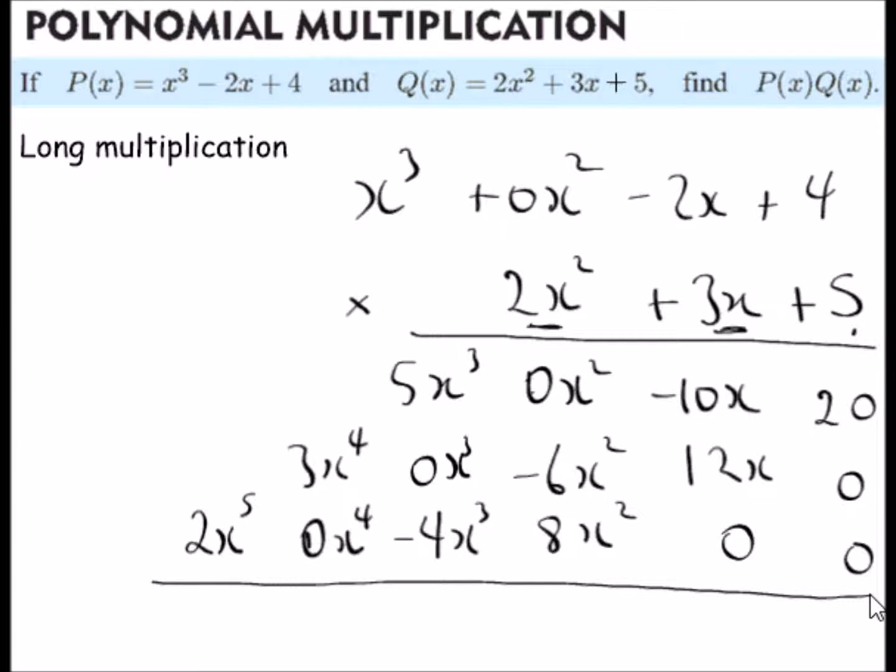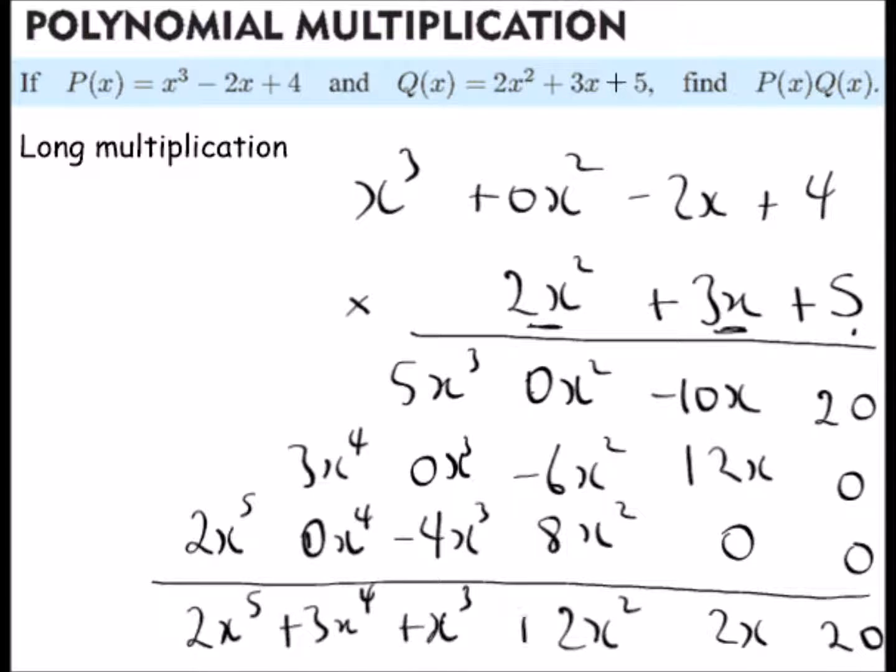So now we need to add our columns. There is no carryover in this multiplication, so we add our constant terms to get 20. The x terms add to give 2x. I have 2x power 5. So this polynomial is the product of p of x and q of x.